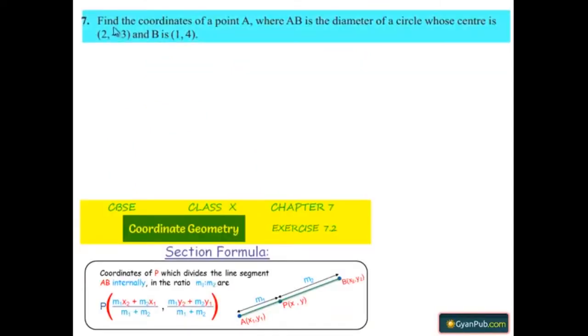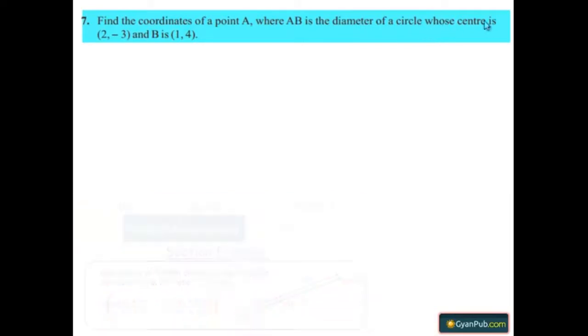Coming to the 7th question, find the coordinates of a point A where AB is the diameter of a circle whose center is (2, minus 3) and B is (1, 4). Moving on to the solution, here in this problem, the center C is given as (2, minus 3) and one end of the diameter AB is given as B (1, 4). We need to find the coordinates of the point A.